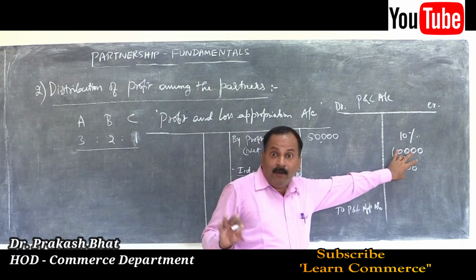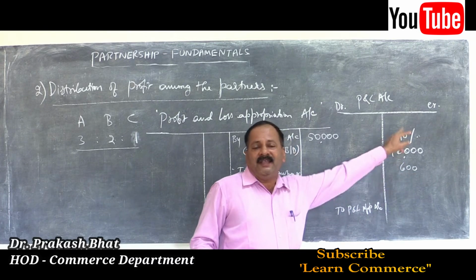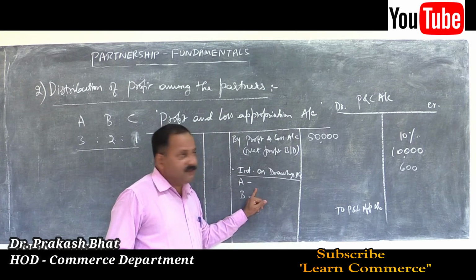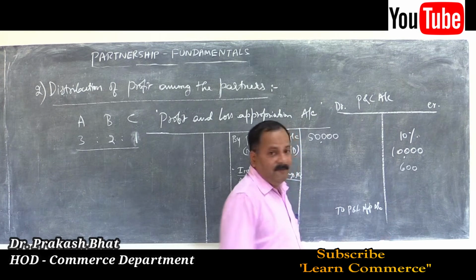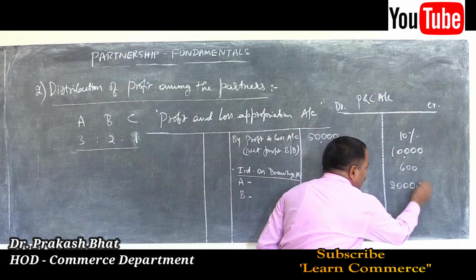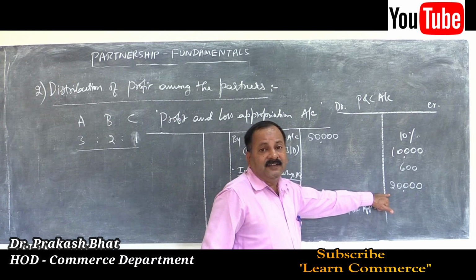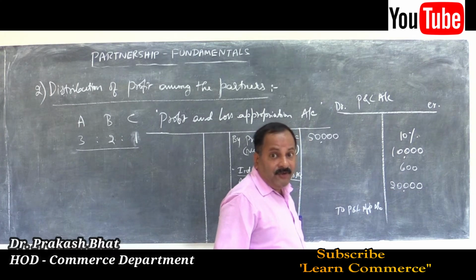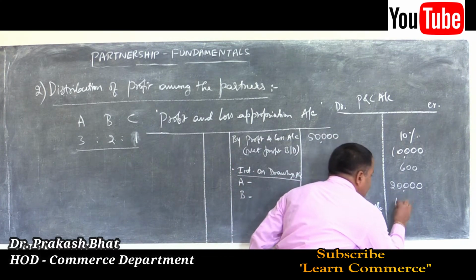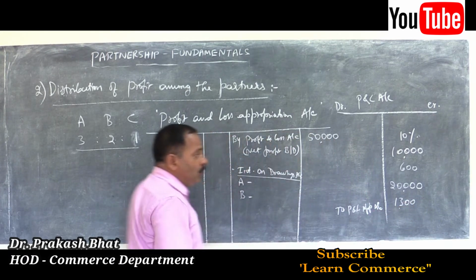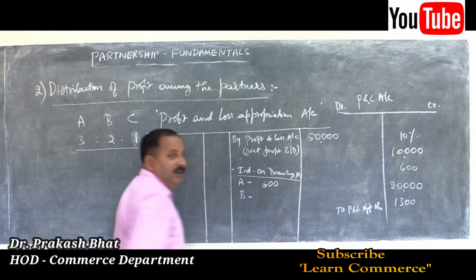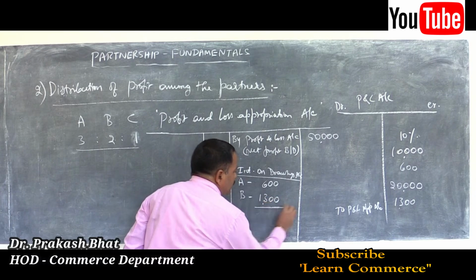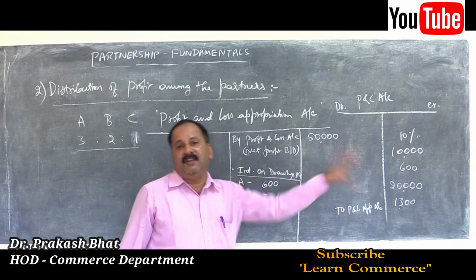If interest on drawings amount is not given, then calculate at the given rate on the amount drawn and write the amount here. In this case, suppose A has withdrawn 10,000, B has withdrawn 20,000, and interest on drawings is to be charged at 10%, the same rate, and the amount of interest on drawings given in the problem is 1,300. Then I will record 600 rupees against A, the interest on drawings amount given in the problem, and 1,300 against B, because it is already given in the problem.